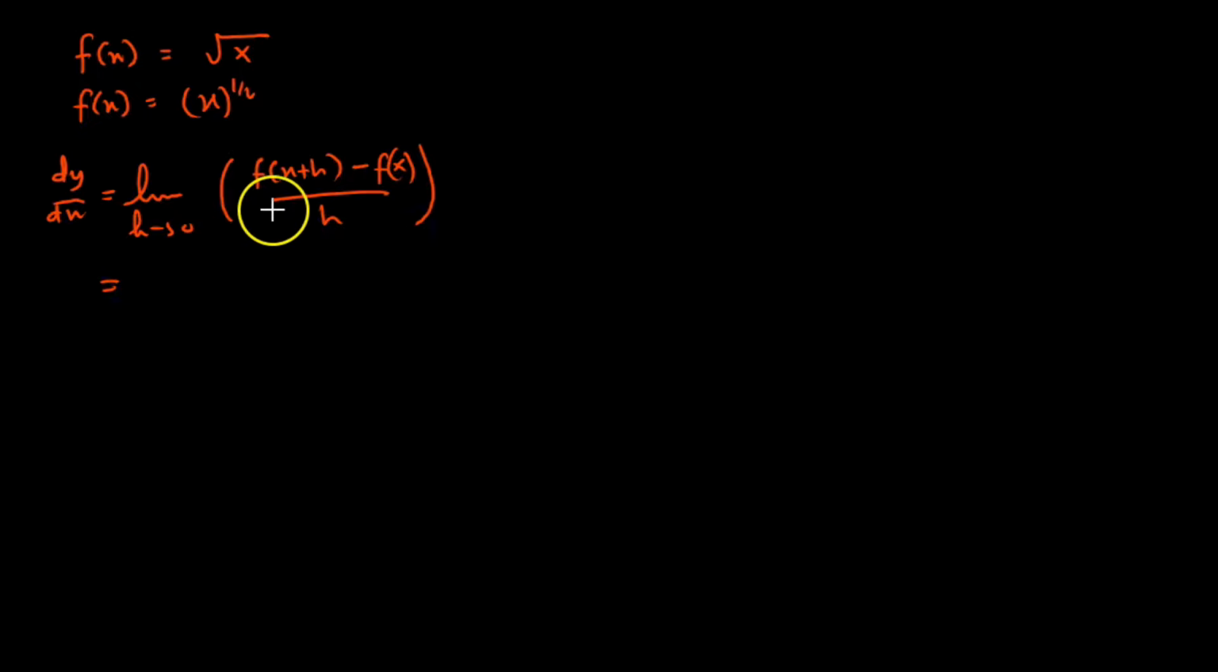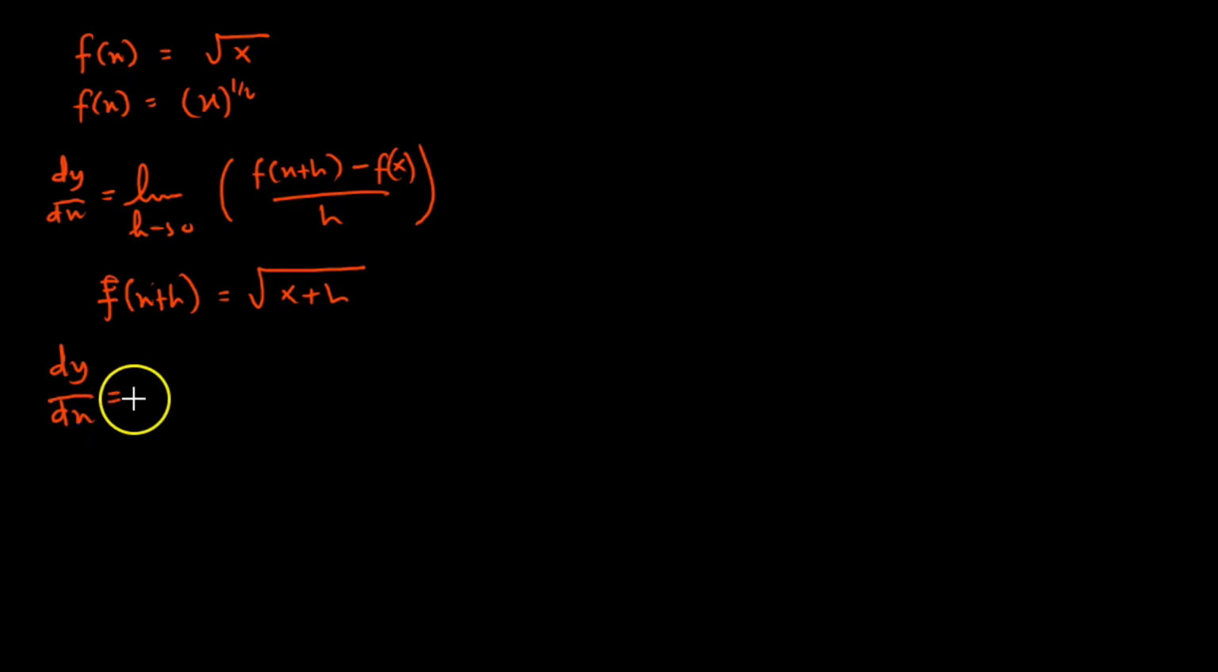And therefore, we need to find our f(x+h) based on what we've been given. So finding f(x+h), we need to have it as the square root of x+h. I believe it's well understood. So let's substitute the expressions in there. dy/dx will then be equal to the limit as h approaches 0 of f(x+h), which has been found to be the square root of x+h, then minus f(x), which is the square root of x, all over h.